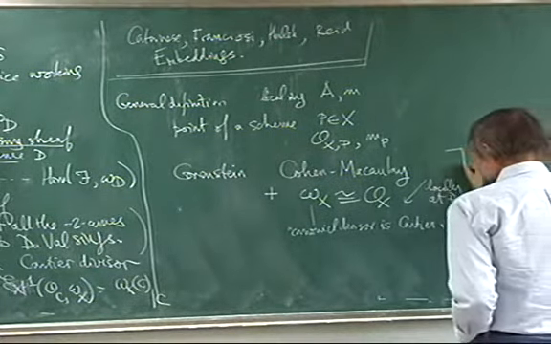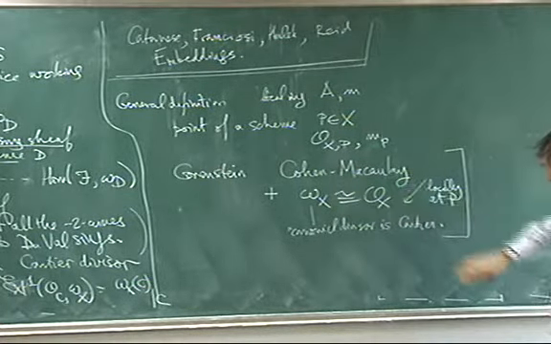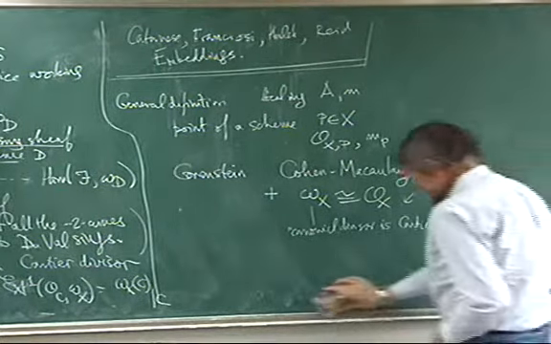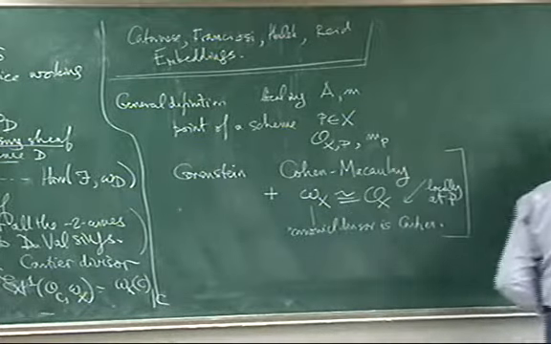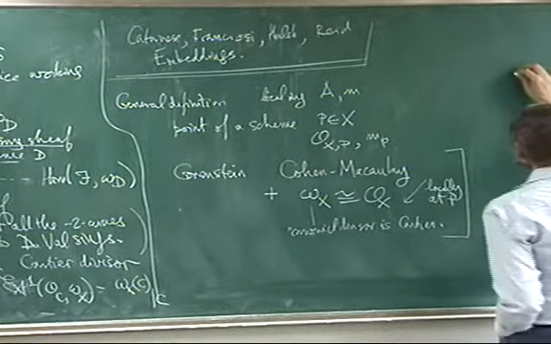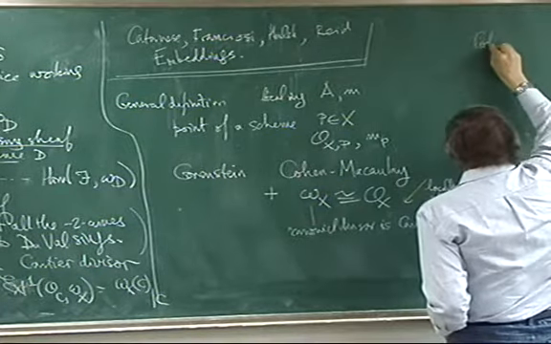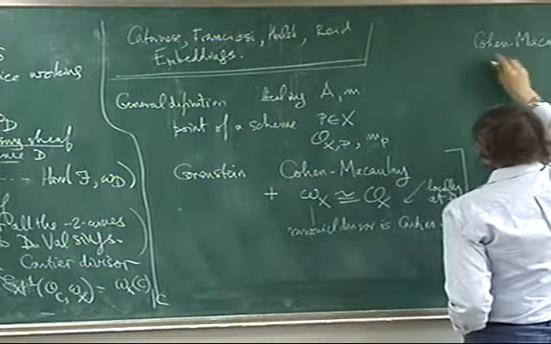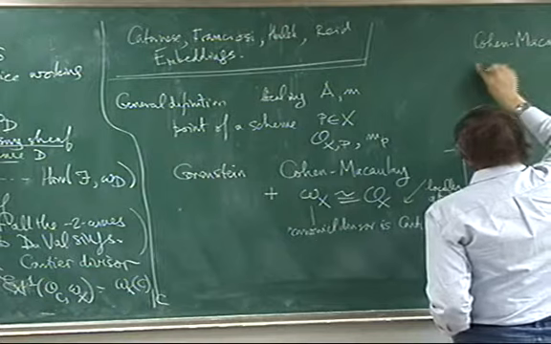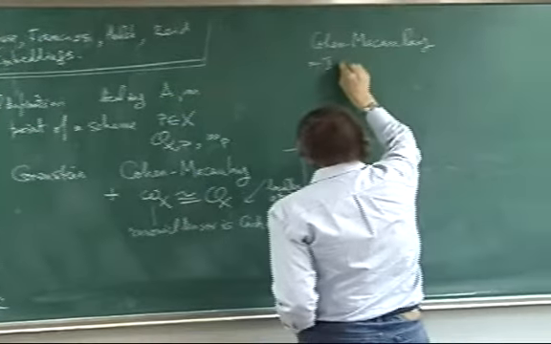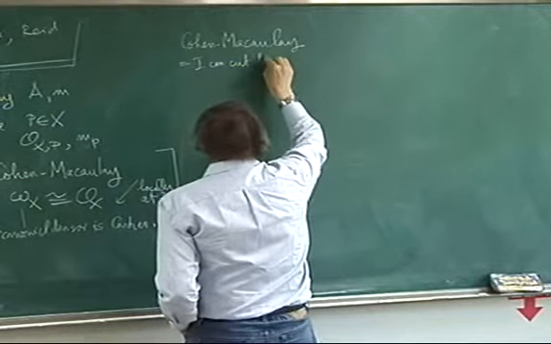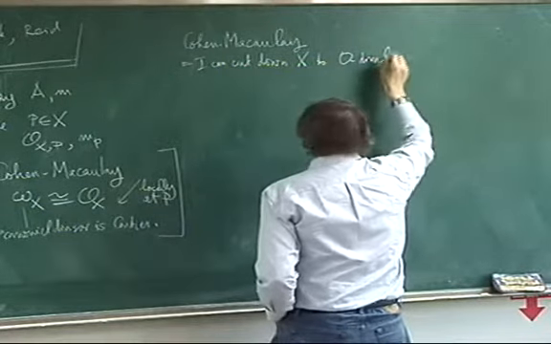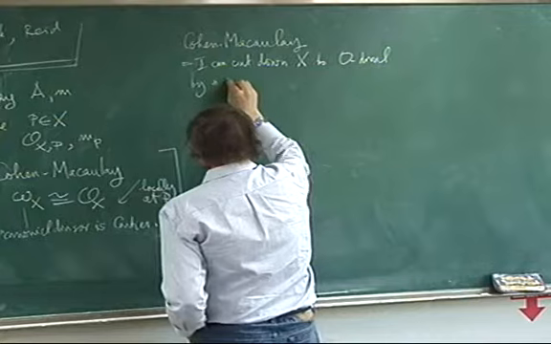Okay, so I'm sure that several people in the audience here know perfectly well what Cohen-Macaulay is, and I'm only going to confuse them, but let me explain it in my own words. So the idea is, Cohen-Macaulay says I can cut down X to zero-dimensional by a regular sequence.